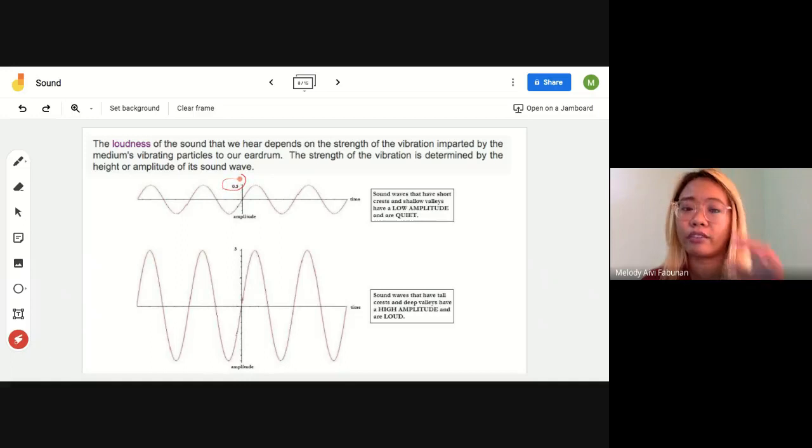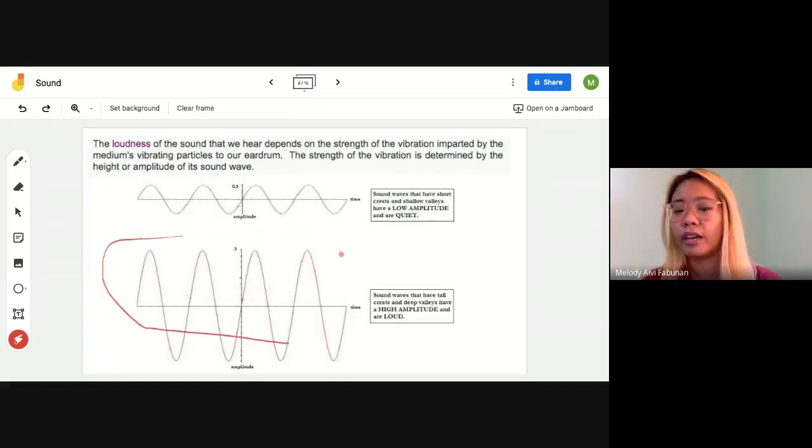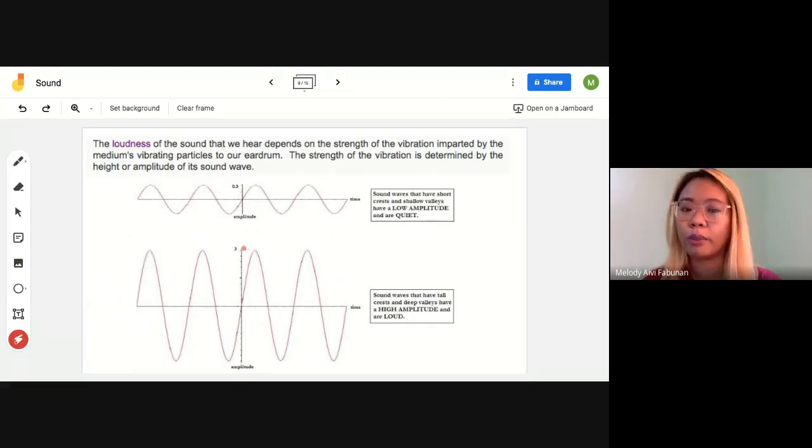Nasa 0.5 meters lang yung kanyang amplitude. Whereas the second wave has a bigger amplitude. Umabot siya ng 3 meters yung kanyang amplitude. Therefore, we can say that this wave, it has a lower amplitude. Therefore, this wave is not loud. It is actually quiet. Whereas the second wave, because it has a higher measurement of amplitude, therefore we can say that this sound is actually loud.